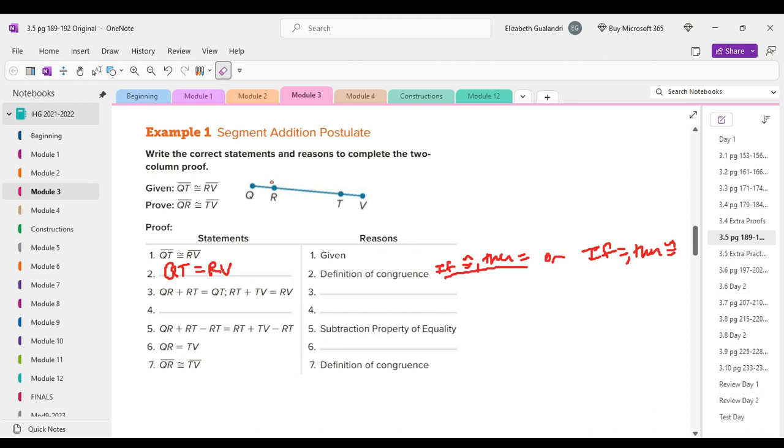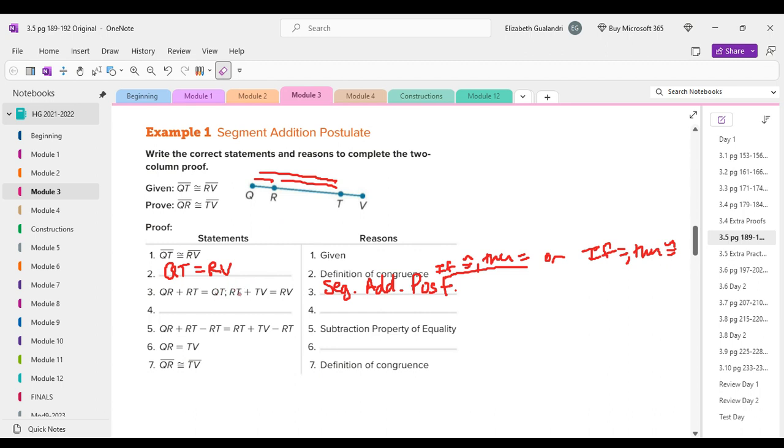So what I do is come up here, QR plus RT equal to QT, and I look at that as a part plus part equal to whole relationship, and that is exactly what the segment addition postulate is. So the reason behind this one here is the segment addition postulate that allowed us to make this statement. And this doesn't come from a statement before it. This just comes from the diagram that's up there.